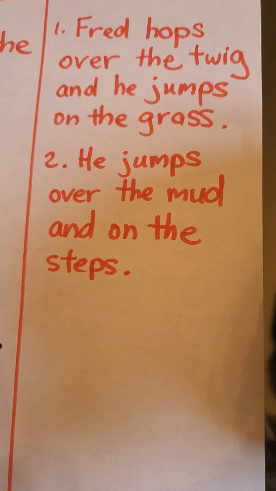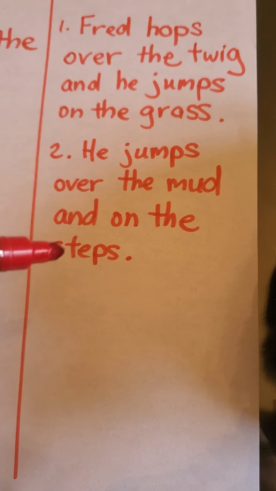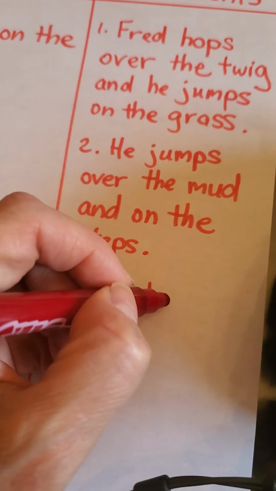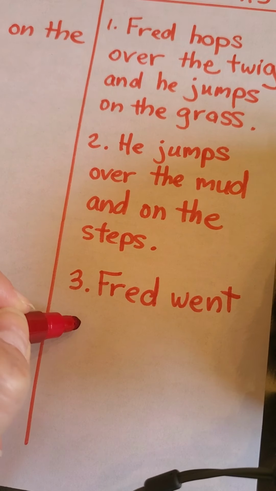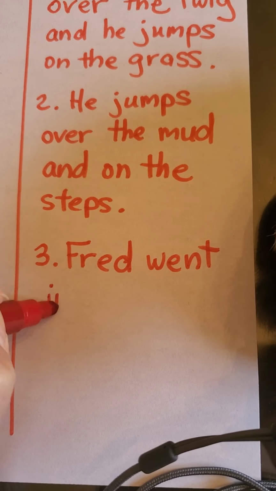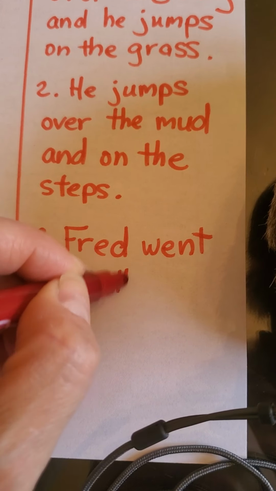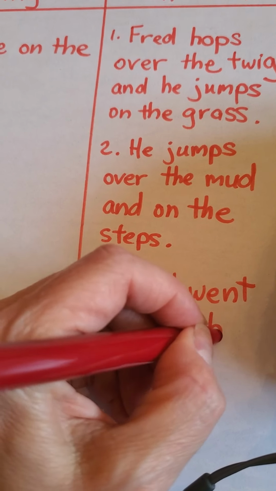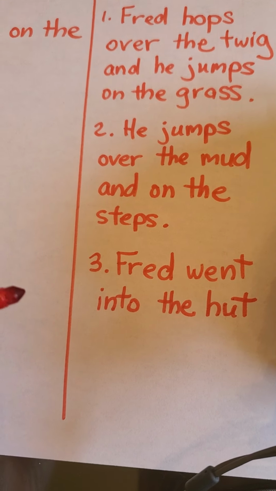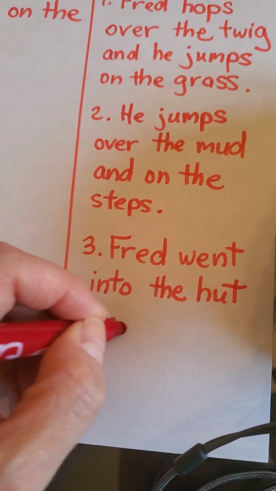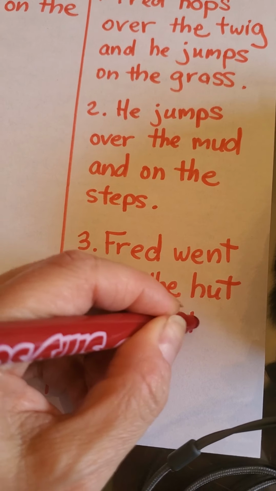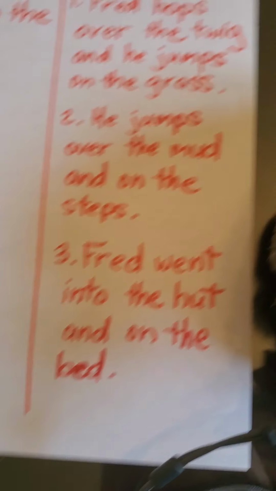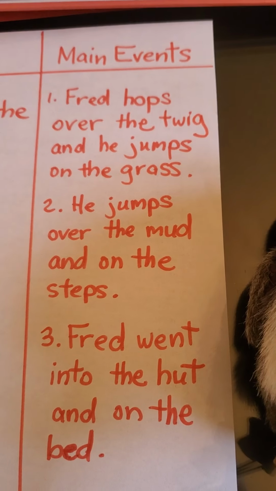Okay, and then what happened last? Fred went into, that's made up of two words, in and to, the hut. If we're stuck, we tap it out. Hut. Fred went into the hut and on the bed. Okay? Those are the main events in the story.